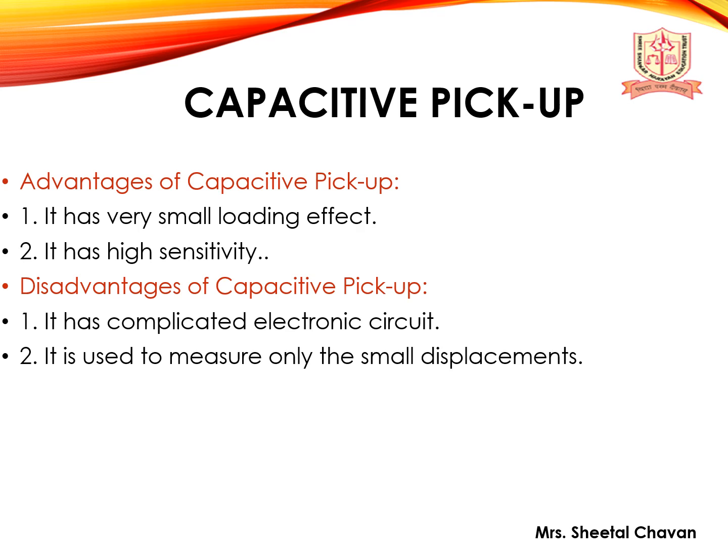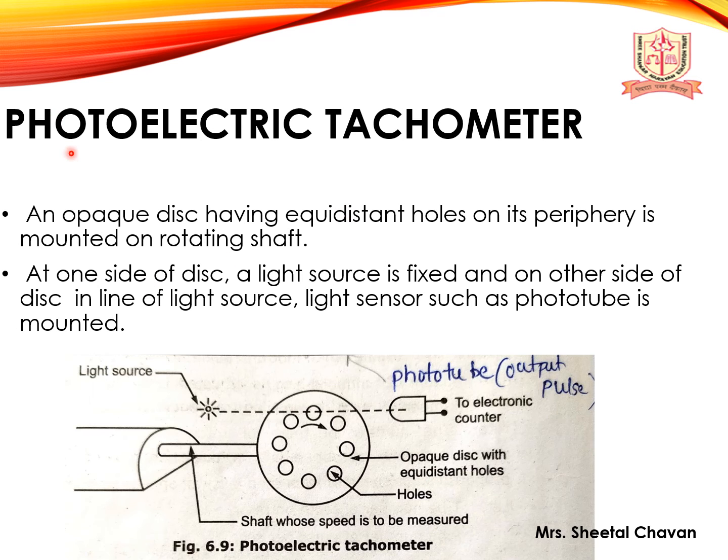Advantages of capacitive pickup: it has a very small loading effect and high sensitivity. What are the disadvantages of capacitive pickup? It has a complicated electronic circuit, and it is used to measure only small displacement. The next type of tachometer is the photoelectric tachometer.